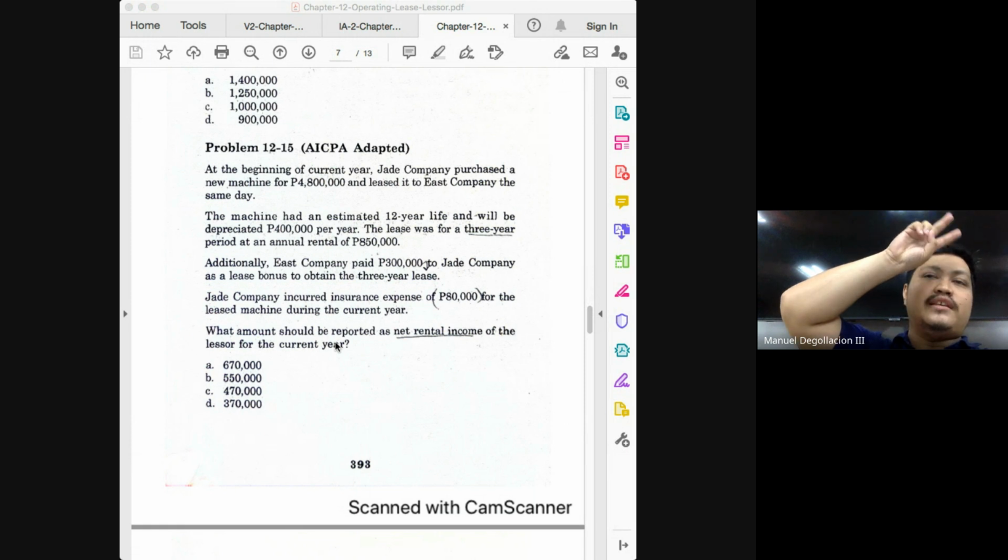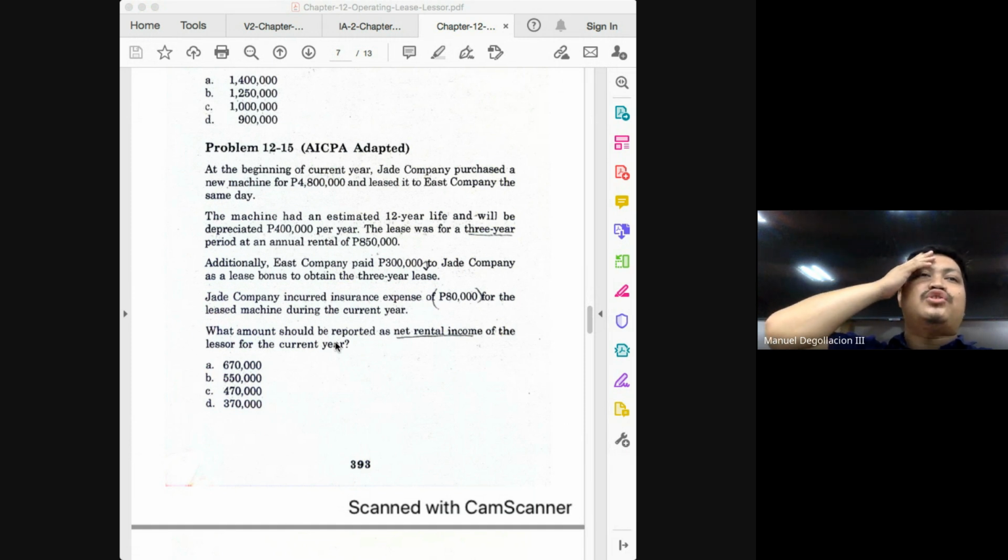Second common question is your rent receivable. How do you get rent receivable? Compare your actual collections with your accrued or the rent income that you have already earned. Third common question is your net rent income. That is the topic's attempt to make it more difficult by letting you take into account expenses.